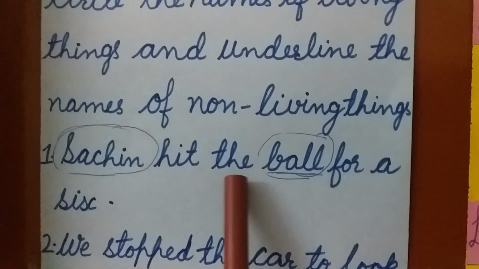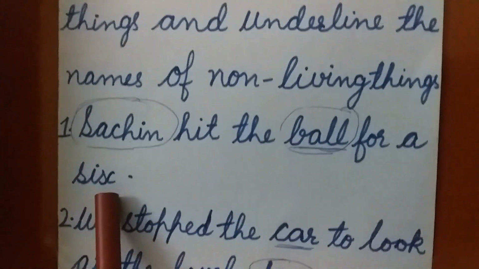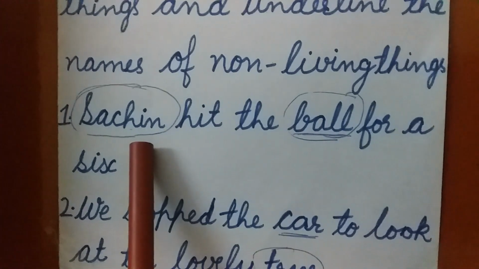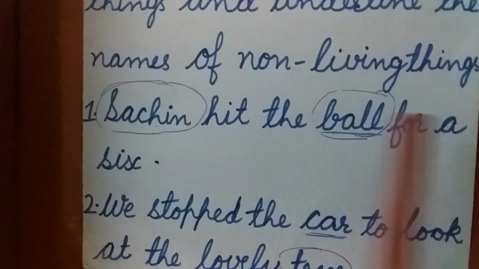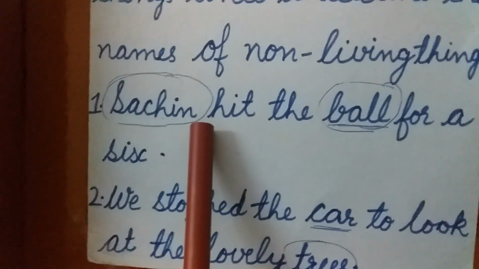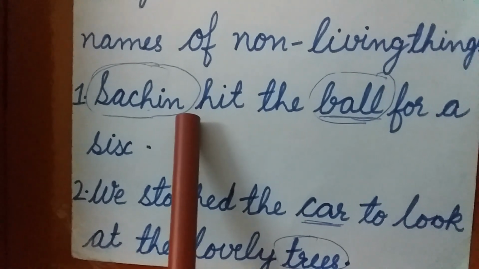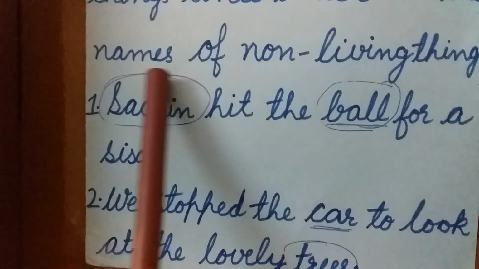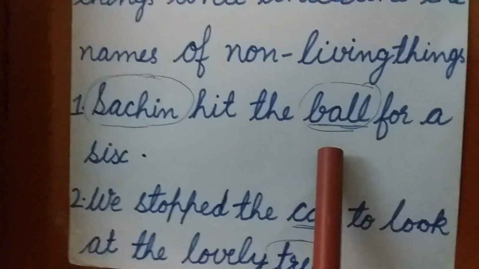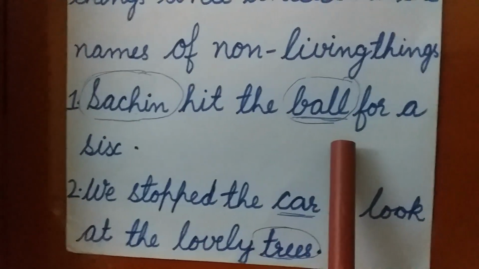Sachin hit the ball for a 6. Now Sachin is the name of the cricketer. He is a living thing. So we have circled, and ball is a non-living thing, so we have underlined.